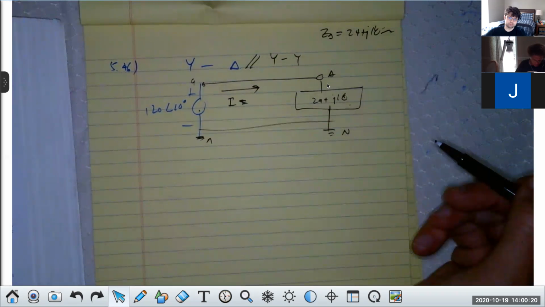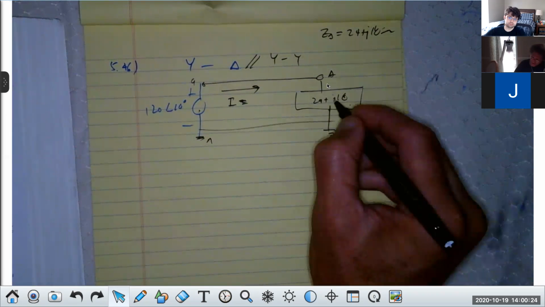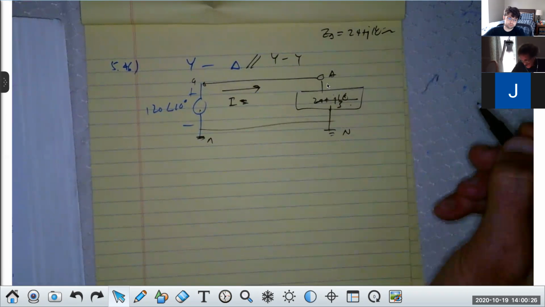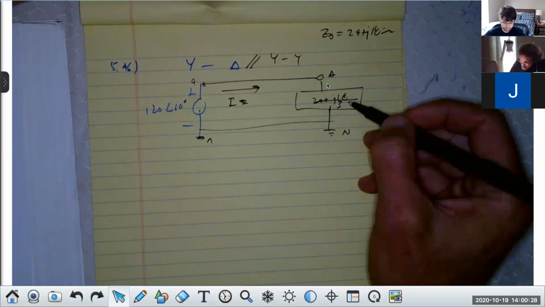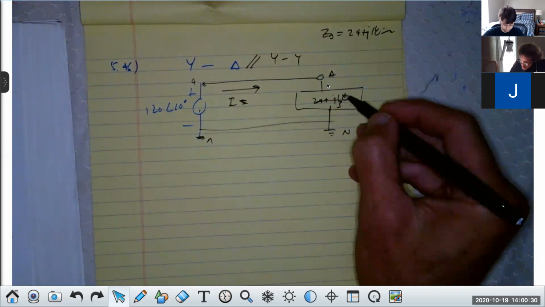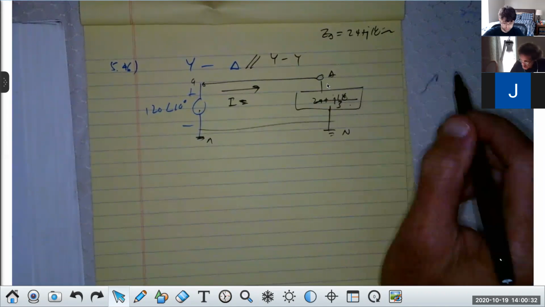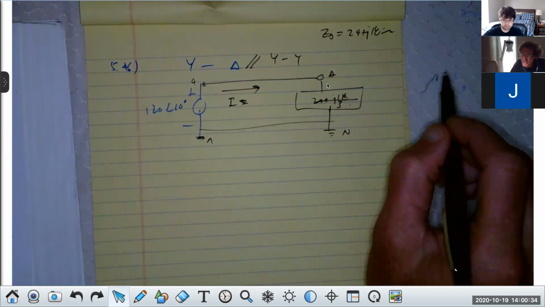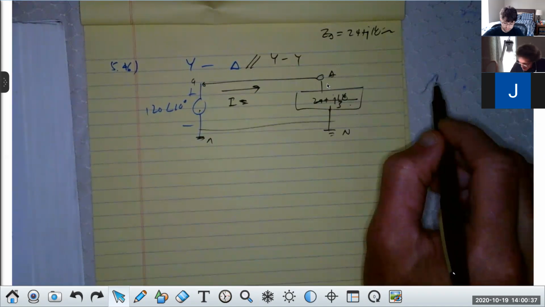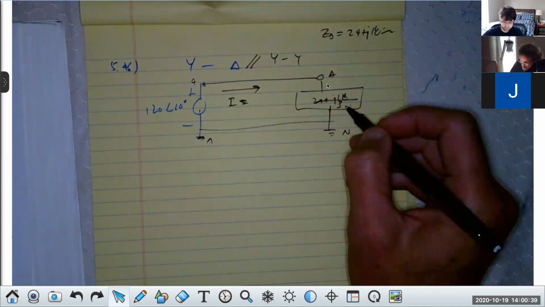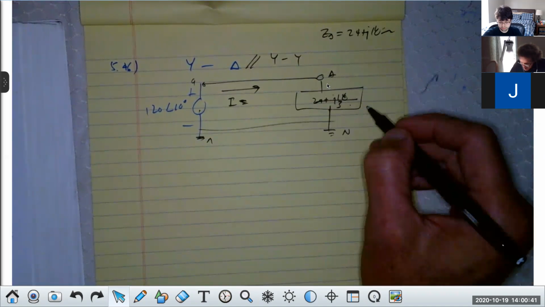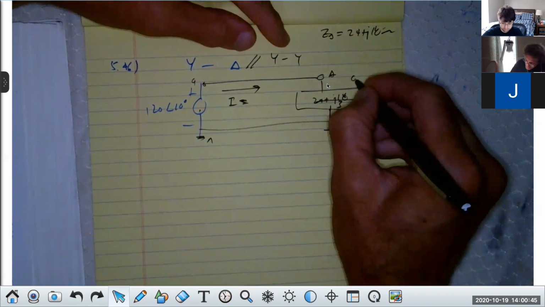Do I need to convert to... I'm sorry, divided by 3. I didn't divide. Sorry, it's 24 plus J18 divided by 3. I'm so glad you said that. That was a delta load, so you have to divide by 3. And when you do that, what do you get? You get 8 plus J6, right? So this is actually 8 plus J6.